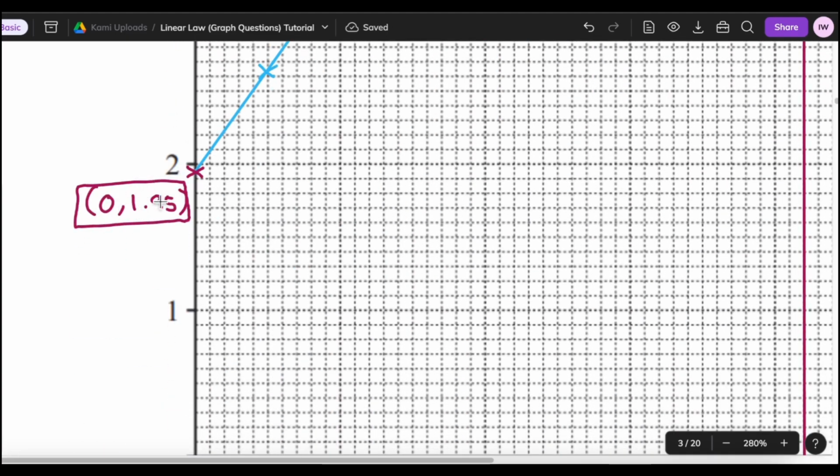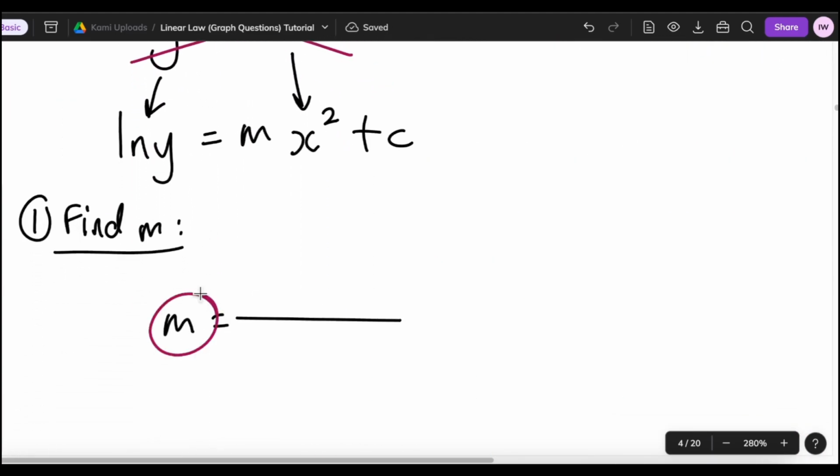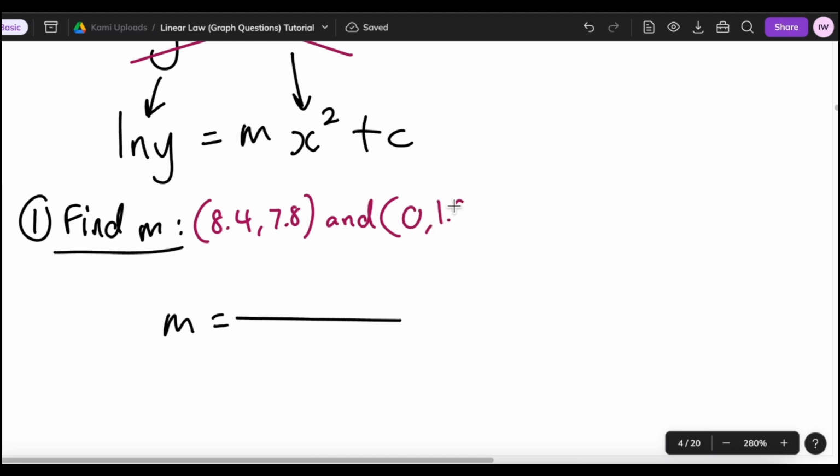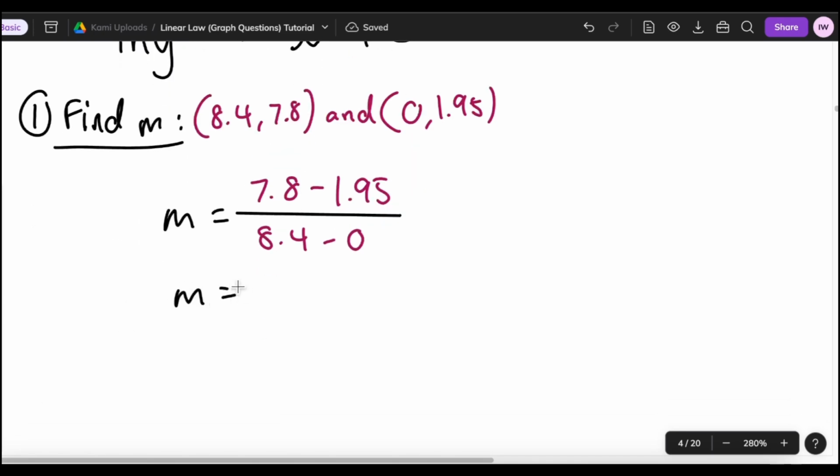coordinates 0, 1.95. So when I use the gradient formula, I'm just going to write the points here, 8.4, 7.8, and 0, 1.95. We're going to take the two ln y values and subtract them with each other. So that's 7.8 minus 1.95, and divide them by the two x squared values subtracting with each other. So that's 8.4 minus 0. And you can put this into your calculator just to see what the value is. Over here, I get 39 over 56.